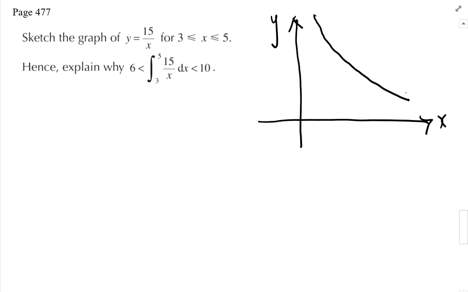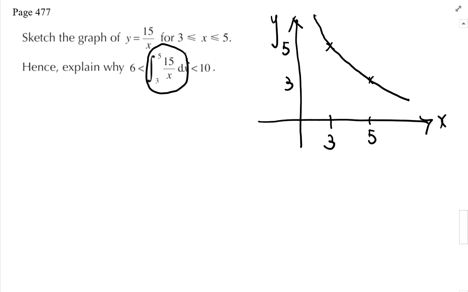Okay, they want it from 3 to 5. So when it's actually 3, please substitute inside the calculator. You will notice you will get 5. Likewise, if it's actually 5, substitute inside, you will notice the point down here will be equal to 3. All right, now you are supposed to explain why this lies between 6 and 10.